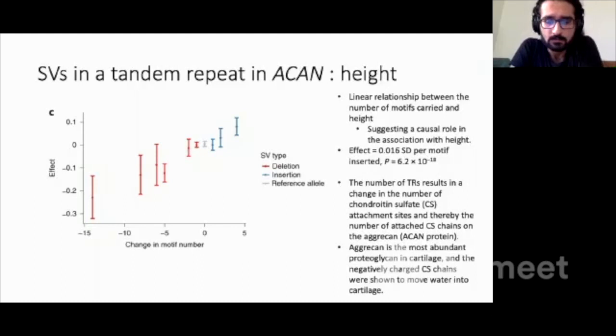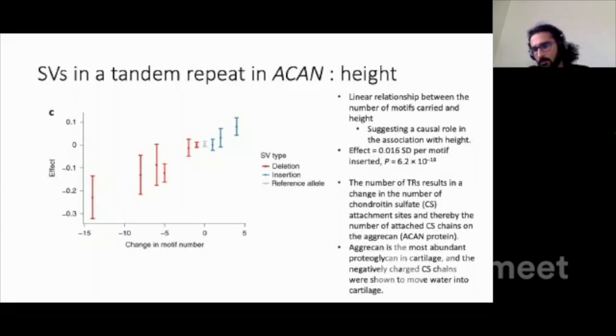And here, when we dig a little bit deeper into the biology, we learned that the tandem repeats in this exon are places where the chondroitin sulfate molecule, CS, attaches. So those are CS attachment sites, and the more attachment sites one has, the more CS molecules can get attached to the protein. CS is negatively charged, therefore it is expected to draw water to where this gene is expressed, where the aggrecan protein is most abundantly found, which is cartilage. So one expects the cartilage to be larger or thicker.